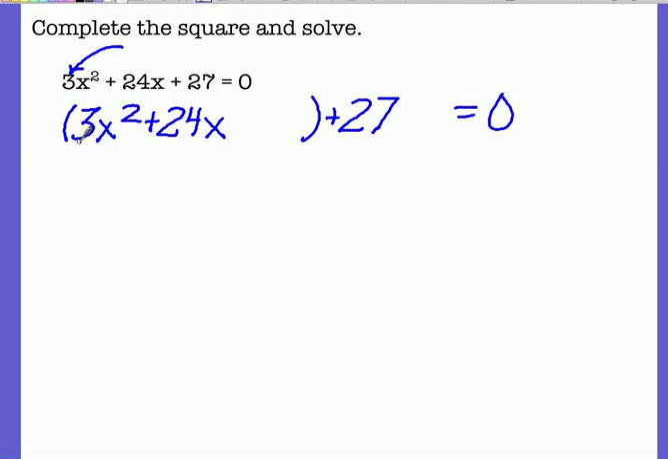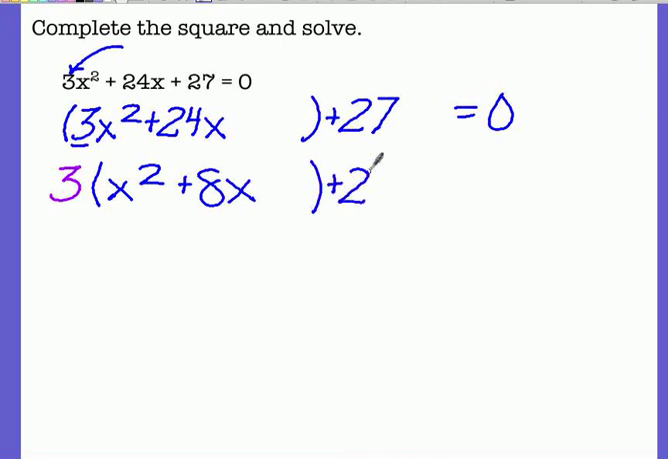But this 3, we don't like it being there, so we are going to undistribute that 3 to the outside. So we're going to divide that out, and so now we just have a good old x squared. 24 divided by 3 is 8x. There's still a space here. There's still 27. It didn't get divided by 3 and equal to 0. We kind of actually ignore that 27 almost until the very end.